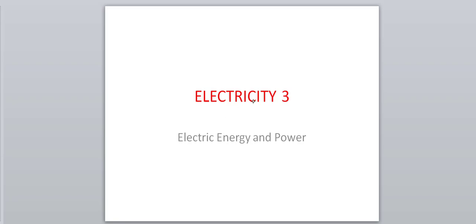Alright, we want to look at the third part of electricity: electric energy and power. Just like in mechanics, we have mechanical energy and mechanical power. For example, one of the forms of mechanical energy is potential energy and kinetic energy, and we know these things have their formulas. To remind us, the formula for potential energy is mgh, while the formula for kinetic energy is half multiplied by mv squared.